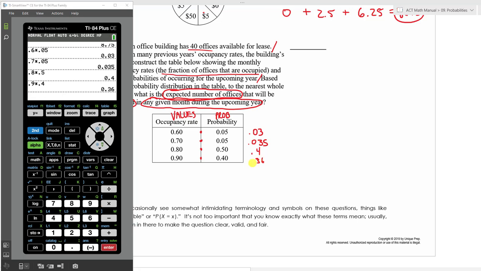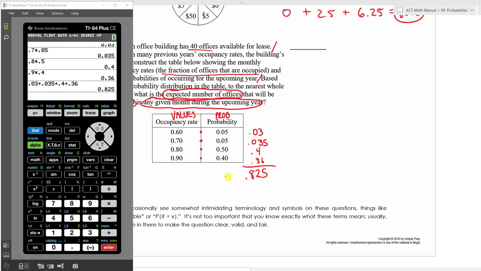So if I add all of these up, let's do 0.03 plus 0.035 plus 0.4 plus 0.36. So I add all of those up and I get 0.825. Now, if that's what you answered, you are incorrect.